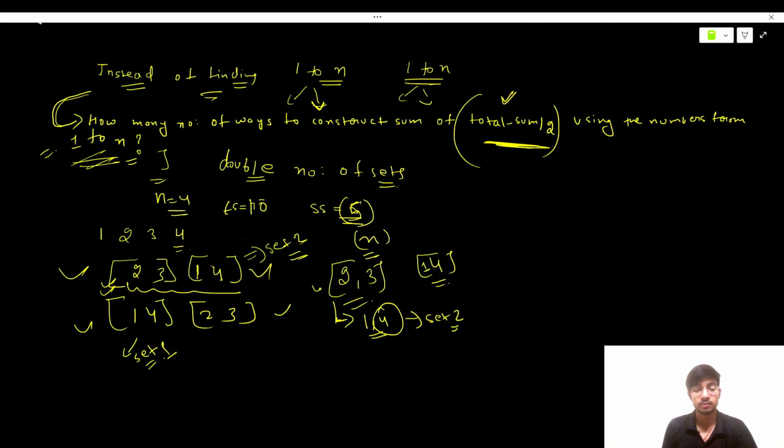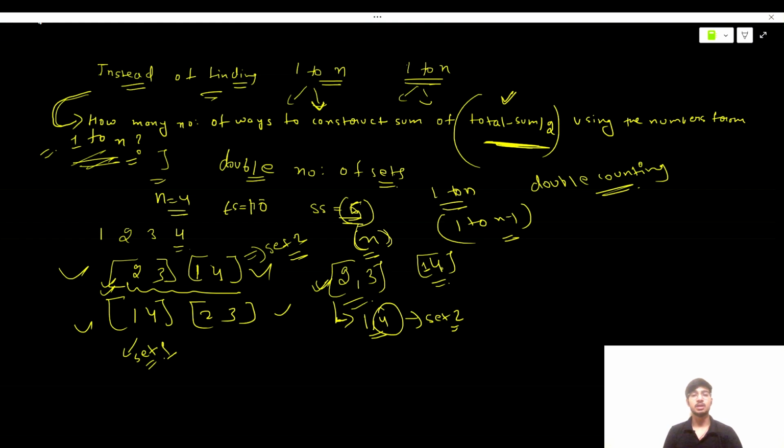So the other set will be 1 4, and you count it once. If you fix the n, so instead of counting from 1 to n, you can count from 1 to n minus 1 to avoid double counting, right? If you fix the element n in the second set, you can avoid the double counting of sets, right?